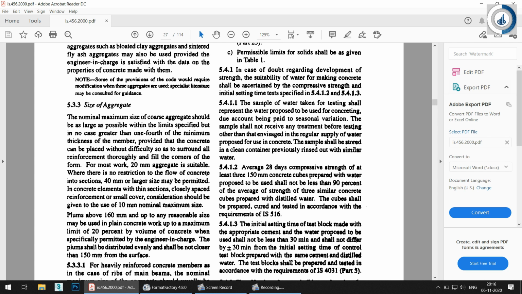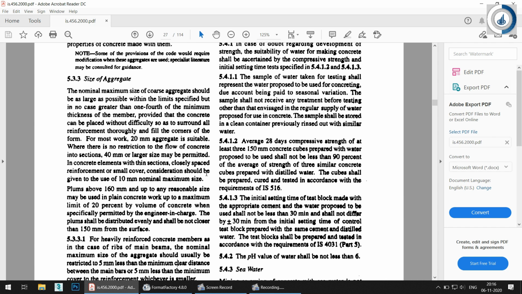So you have to make different sets of concrete cubes. The first one will be with the actual water which you are going to use, that you have to cast, and the next set of cubes you have to cast with distilled water. The values which you get with the water you will be using shall not be less than 90% of the cubes which have been made with the distilled water.